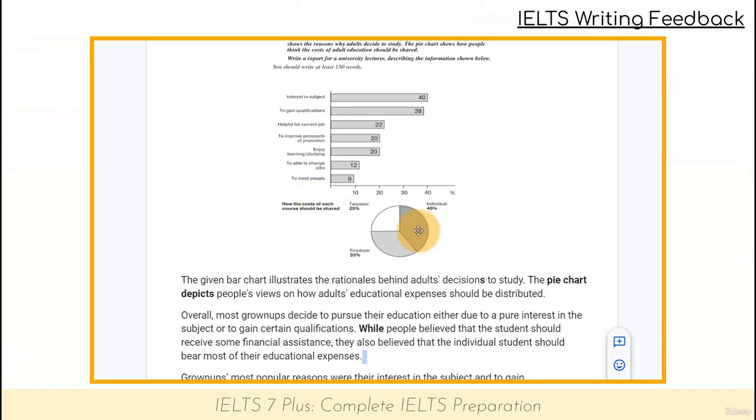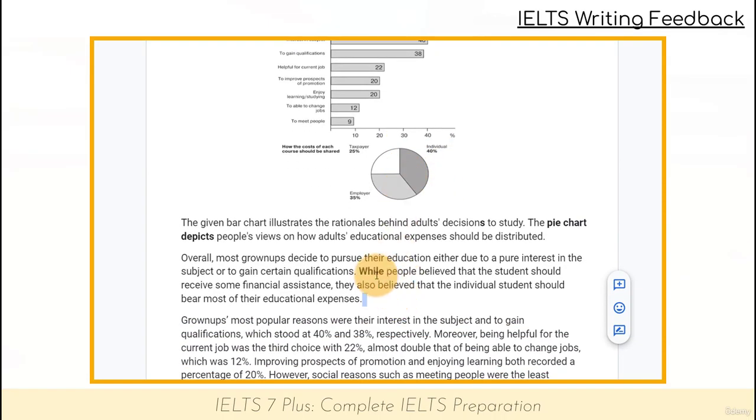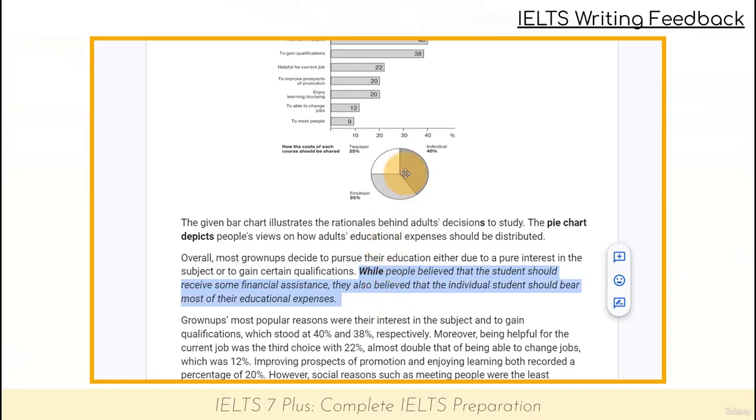Yeah, so I guess it's how people think that it should be shared for a person to go on courses. This is fine. This is great. And a nice little overview in terms of this information. I would even possibly look to shorten this, to be honest.